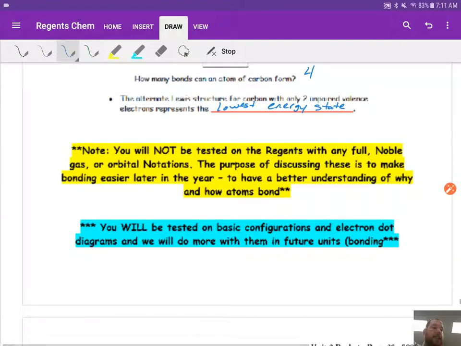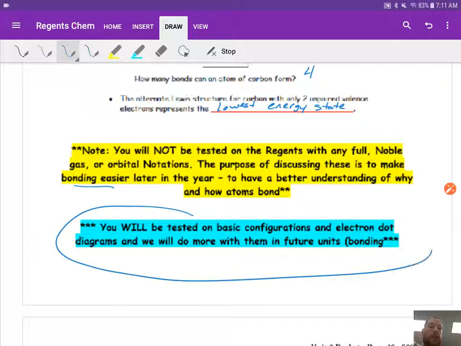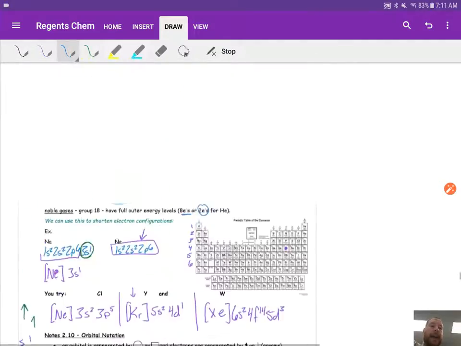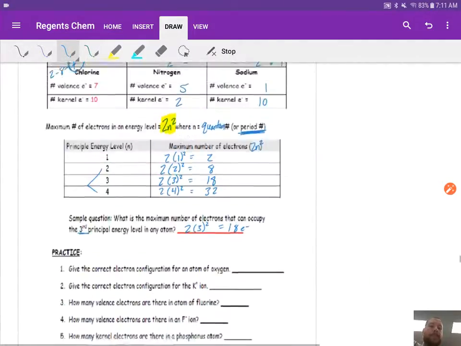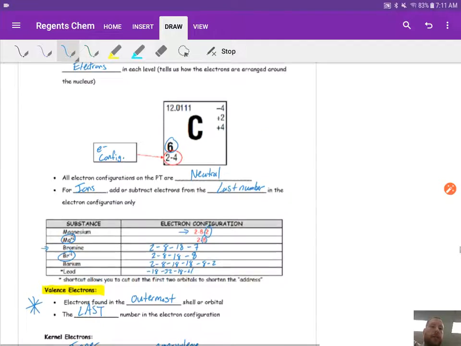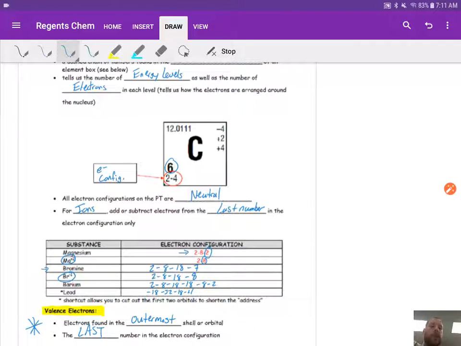Now, one last note. You will not be tested, guys, on your reagents with any full noble gas or orbital notations. The purpose of these is to make bonding easier later in the year. You will be tested on the basic ones. So the last few videos, I realized, like, why on earth? It's going to make bonding easier. All right, so just note that only the basic configurations back here in video 2.7, those will be the only ones you will see on the reagents.